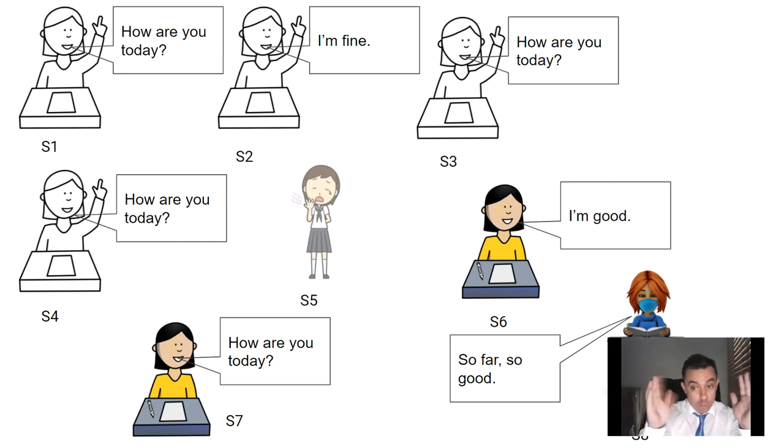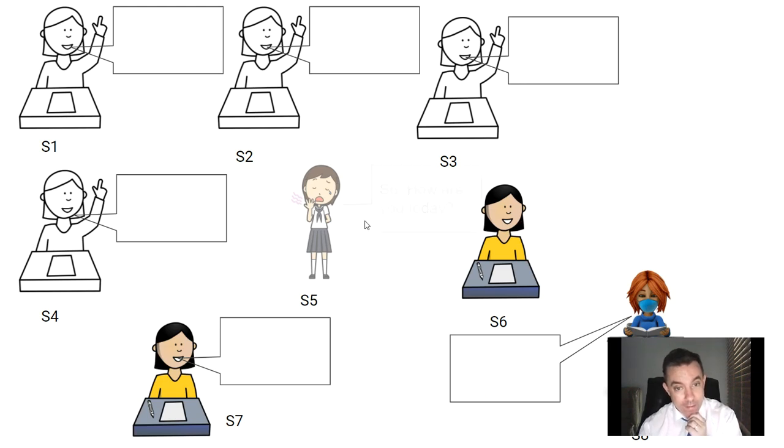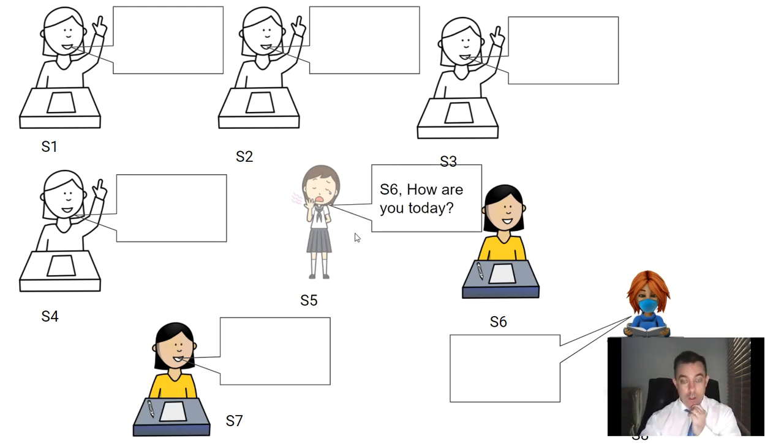Okay, 1, 2, 3, eyes on me. 1, 2, 3, eyes on me. S5. Can you ask S6? How are you today? S6, how are you today? Ooh, good question, S5. S6?